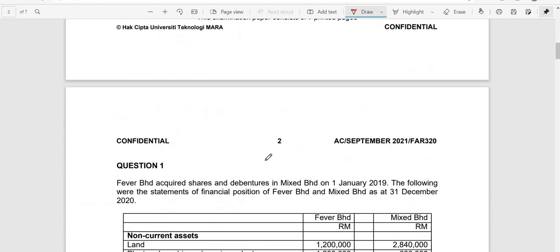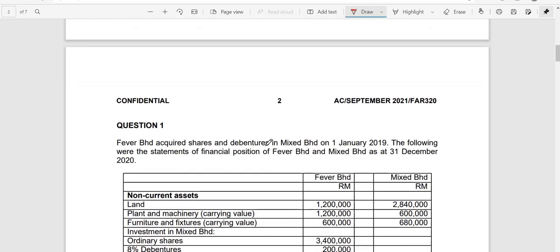one. You should just spend within 40 minutes to finish off the question, so we'll see how we can do it. And let's look at the question here. You have Payable, that is the company that acquires the shares and debentures in another company. So when the company's shares were acquired, the acquiree is actually Mix. So this is going to be the subsidiary company and this is going to be the parent company. So that was acquired on 1st of January 2019. So this is the date of acquisition for both shares and debentures.